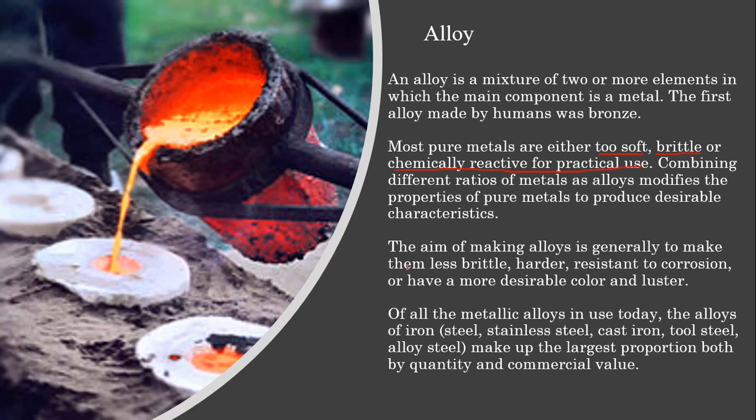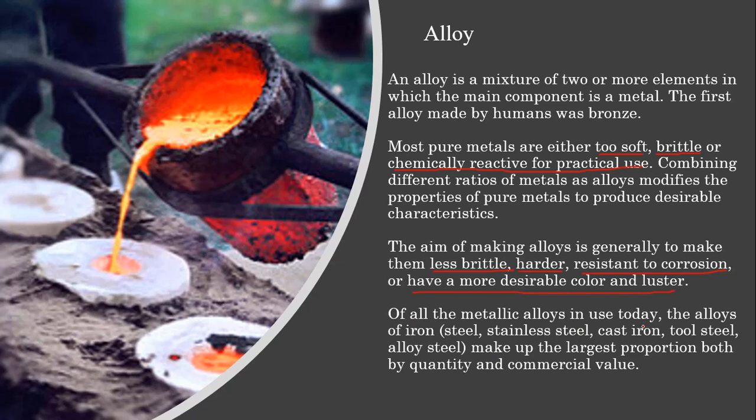As we discussed earlier, the main aim of making an alloy is generally to make them less brittle, harder, resistant to corrosion, and to have a more desirable color and luster. So these are the main reasons behind making an alloy of any metal.